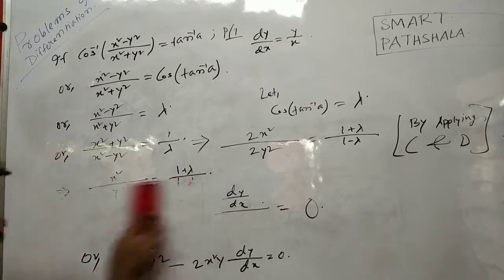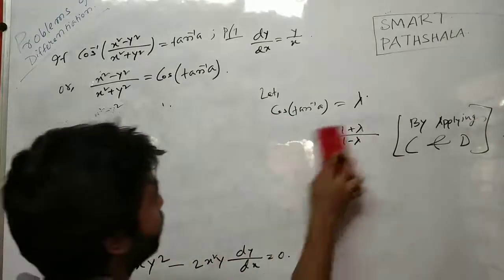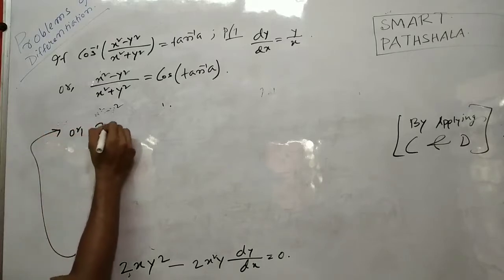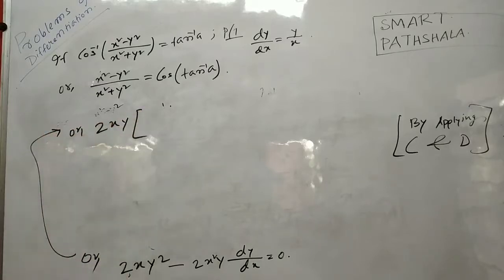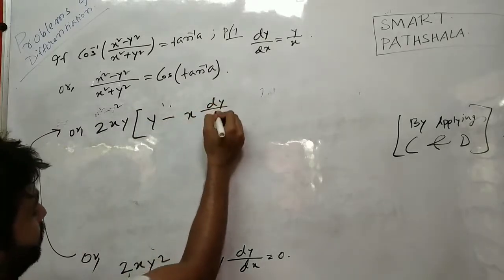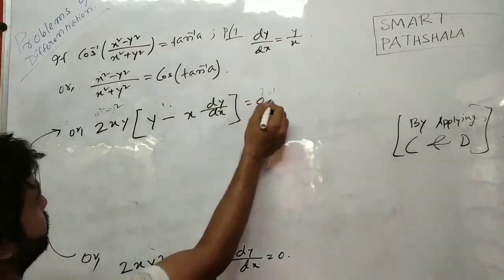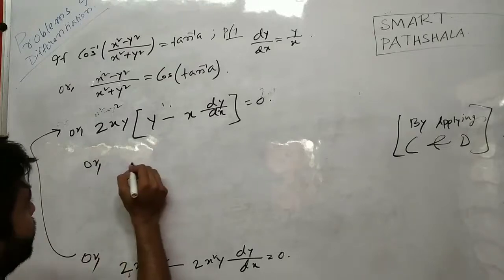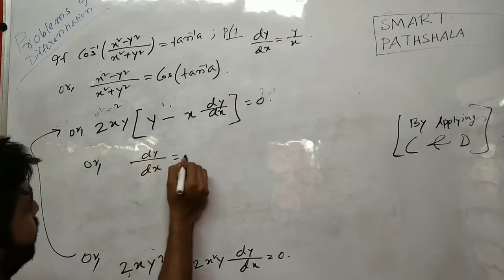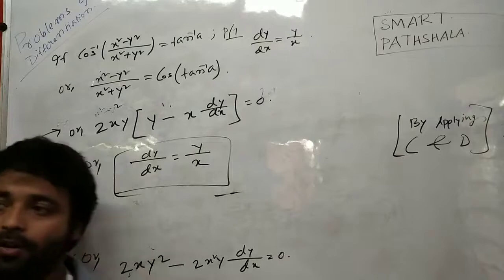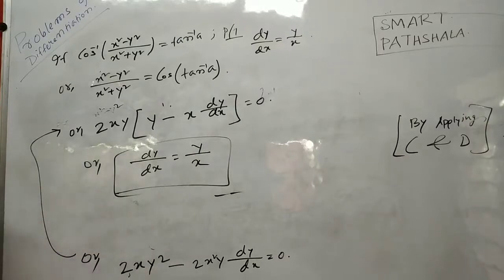Right? Now, this problem will be clear from the last line we have obtained, that if you take this 2xy common from the expression, what you will get is y minus x dy dx is equal to 0. Now from this line you can obviously write dy dx is equal to y by x. So this is the solution of the given problem. Let's see the next problem.